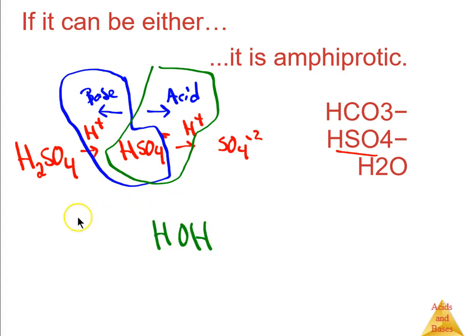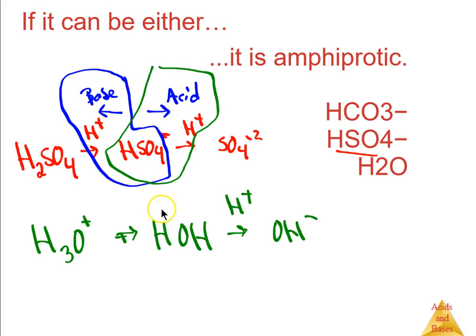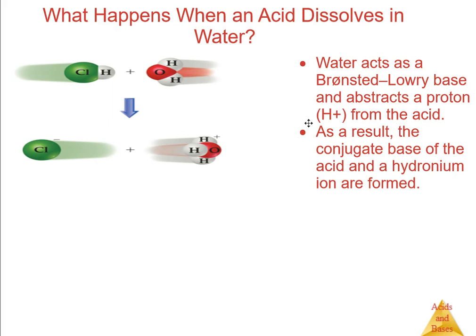Okay, HOH can become H3O plus. If it accepts an H, we call it H3O plus or hydronium. Or it could donate an H. This should be an arrow. And it can become OH minus. If it gave off an H, it becomes OH minus. It can go either direction. So water is amphiprotic. All right.